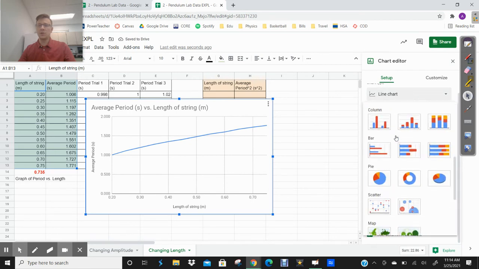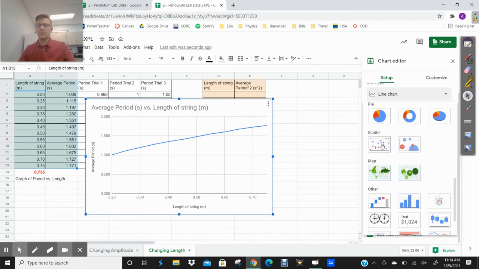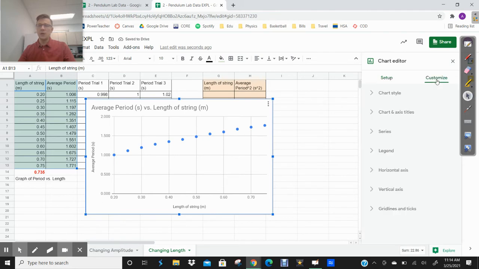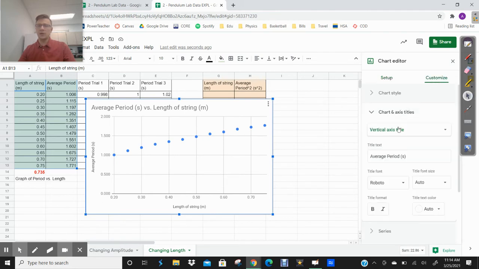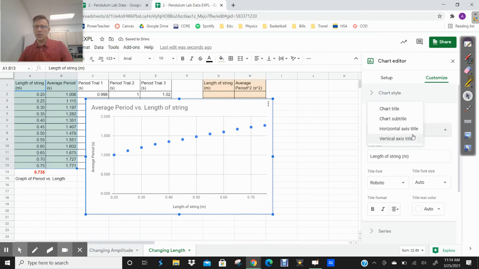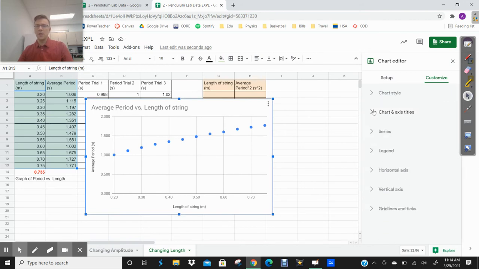So again, we're going to want a scatter plot here. So I'm going to choose scatter plot. I'm making sure these 2 boxes are checked down here. I'm going to go to customize chart and axis titles. I'm going to edit my title a little bit because I don't want the units in there. I just want to say average period versus length, or length of string. And just checking, it looks like my horizontal and vertical axis labels are good, so I'm done with that.